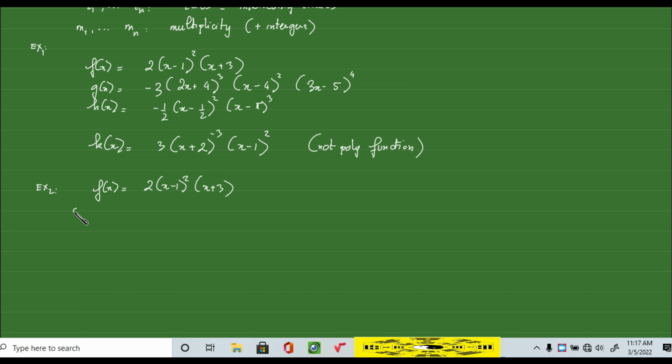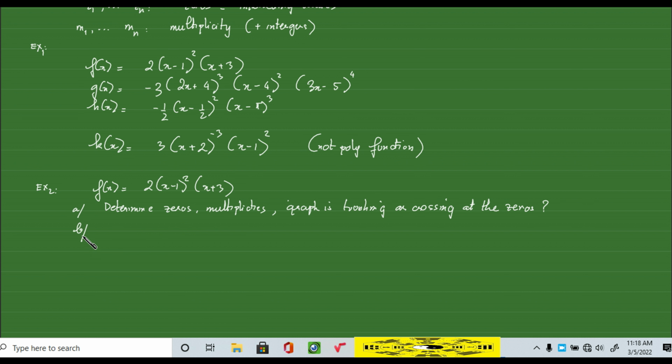I want you to determine the first question: the zeros, which means the x-intercept values, and the multiplicity, and also determine whether the graph is touching or crossing at the zero. So we need to figure that out.